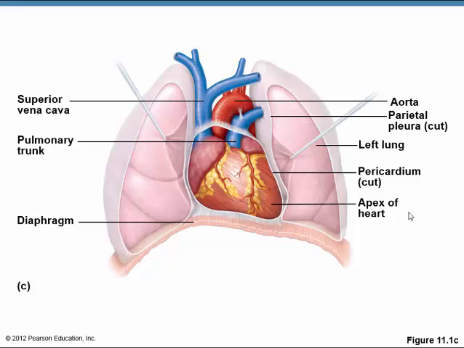Here in this diagram, you can see the apex of the heart pointing towards the left hip, the base of the heart pointing up towards the right shoulder, the heart resting on the diaphragm between the lungs in the inferior mediastinum.